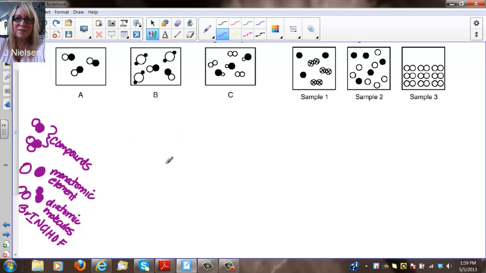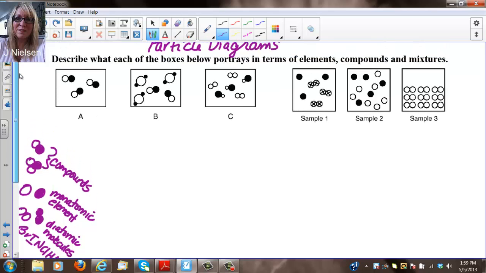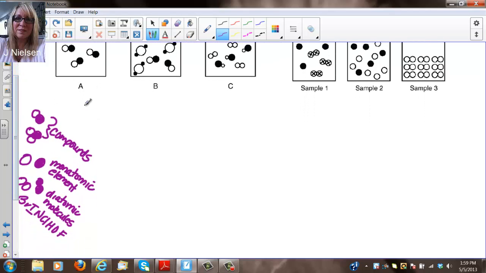Okay, so let's look at what we have going on here. They want us to determine whether we have elements, compounds, or mixtures. So in the first box, we can see that we have a compound, and it's the same kind. So it's basically one compound. Here I see a compound, and then I see a different type of compound. So this is a mixture. And if I want to be specific, I could say it's a mixture of compounds.